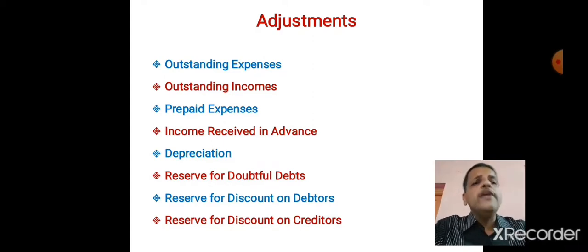Now there are two effects. One is there in the trading profit and loss account and the other is in the balance sheet. Now when there is an item of outstanding income, the first effect we have to give is that we have to add that income to the concerned item on the credit side. Second is we have to show it on the asset side of the balance sheet as outstanding salary, outstanding interest, whatever outstanding income is there.